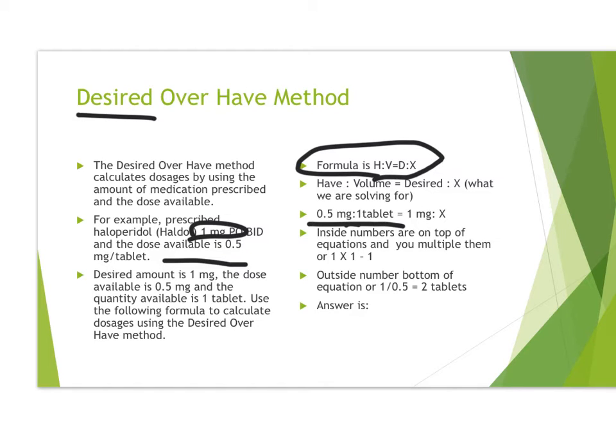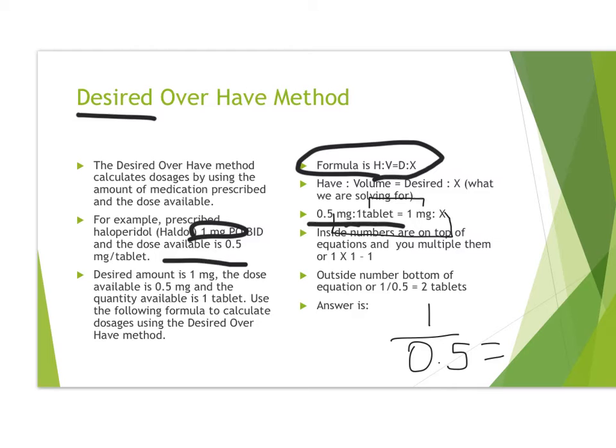For the desired over have, the inside numbers go on top. So for instance, what we're talking about here, the inside go on top. We're talking about the 1 tablet times the 1 milligram. So we all know if we do 1 times 1, it equals 1. And the outside numbers, which is the 0.5 milligrams and the X, go on the bottom. So what we end up having is your top was 1 times 1, so on top is 1, and on the bottom we had 0.5 times X, so that's 0.5, and now you have a simple division problem.